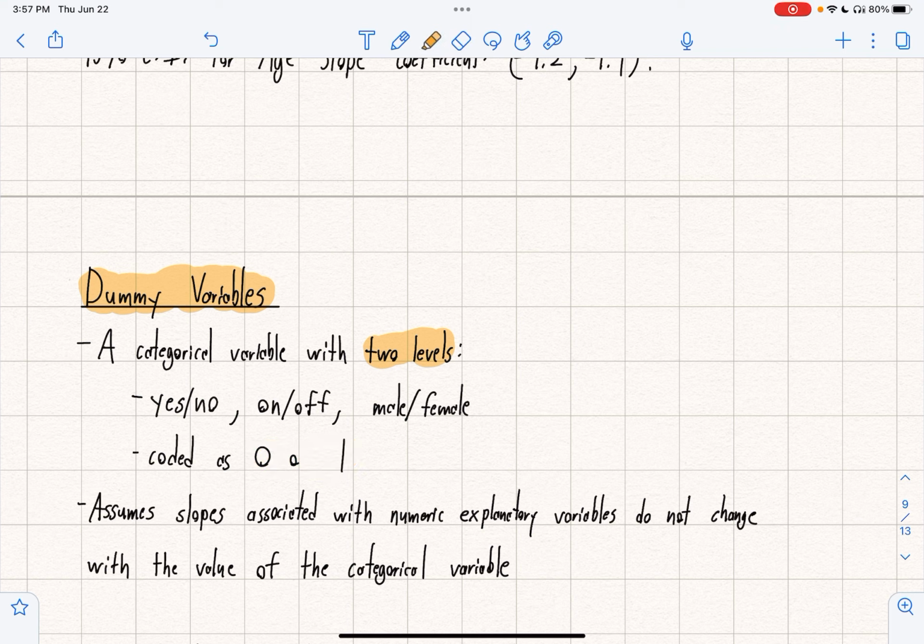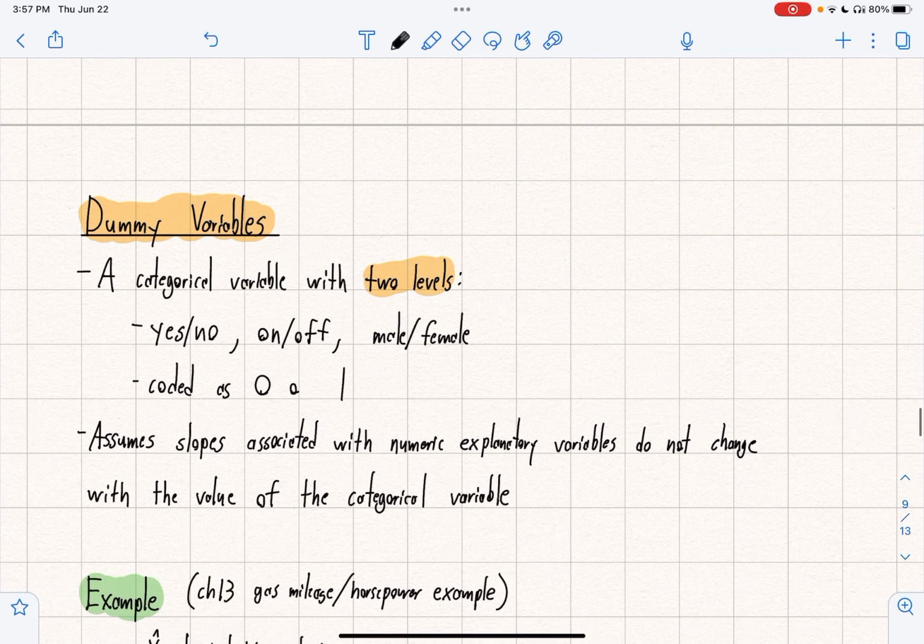And so when we are analyzing dummy variables, we need to assume that the slopes associated with the numeric explanatory variable do not change with the value of the categorical variable. And we'll explain and visualize what that means here in a moment. So let's just jump into an example.